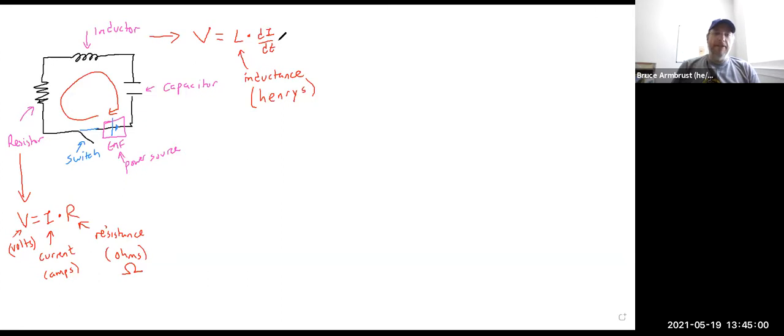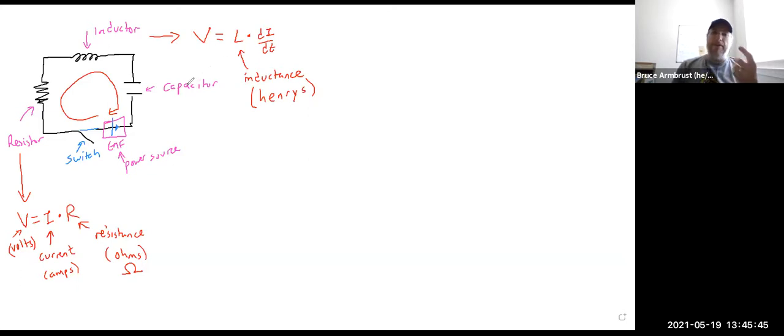So you actually need to have a change in current for there to be any voltage drop over an inductor. If your current is constant, this would equal 0, and then there's no voltage drop over an inductor, so it's not doing anything. There always has to be a change in current flow. That should make sense, because if you start changing the current, you're changing the electric field, which can lead to current in the other object.